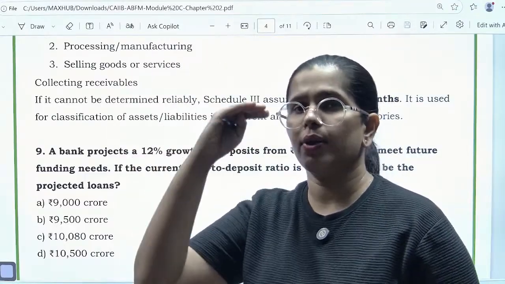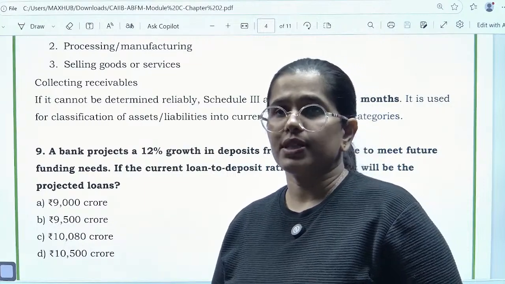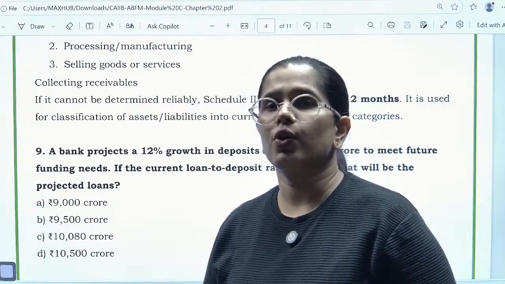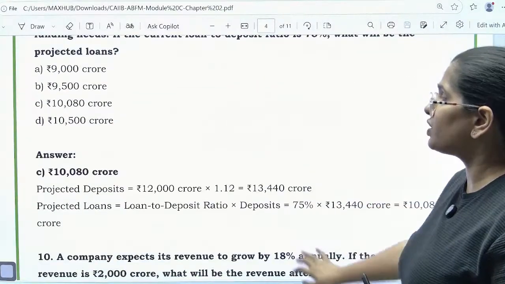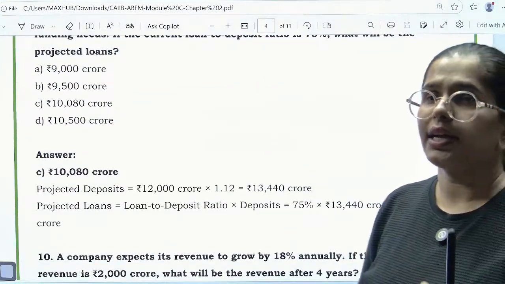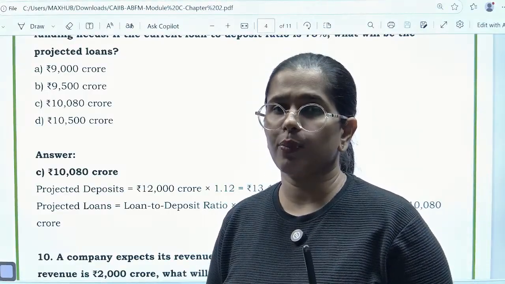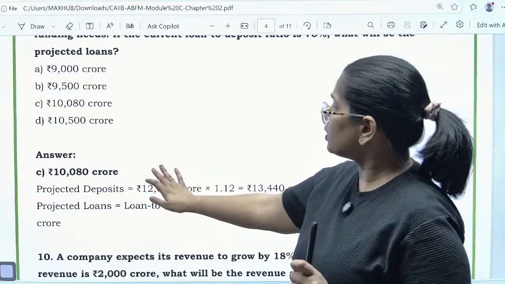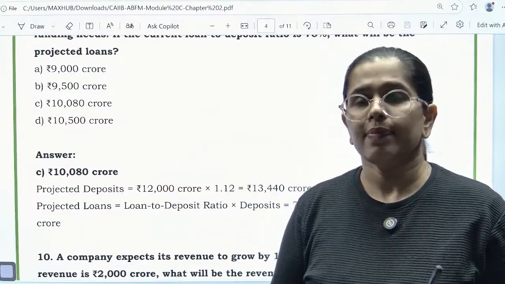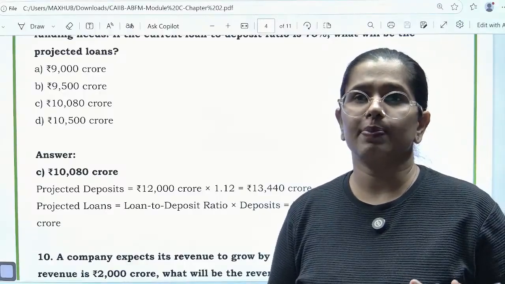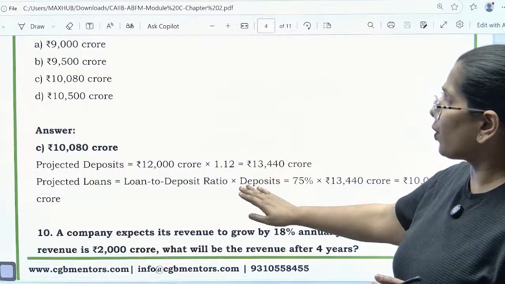that means loan in numerator, deposits in denominator, will give you a 75% ratio, and they have asked you simply what is going to be the projected loans. So in this particular situation you will be able to solve it. First of all, find out what is the projected deposits in this particular case. How will we able to find out the projected deposits? So your 12,000 crores multiplied by 1.12, that is your growth percentage, right? Over the period of time, how much do you expect your deposits to grow? That is 13,440.